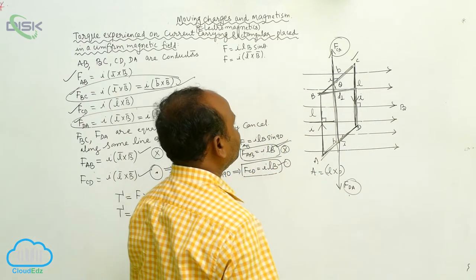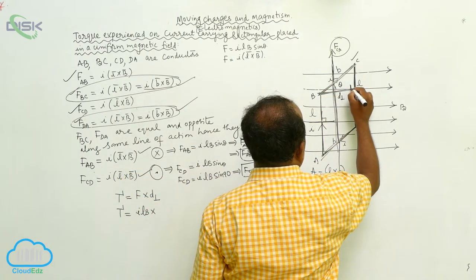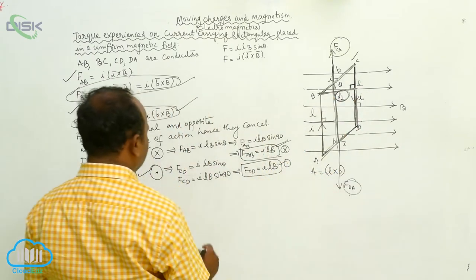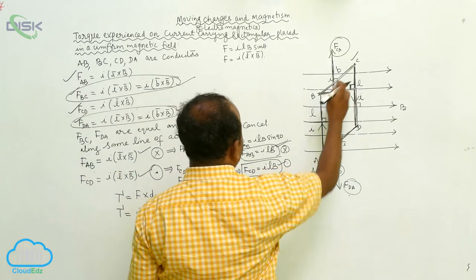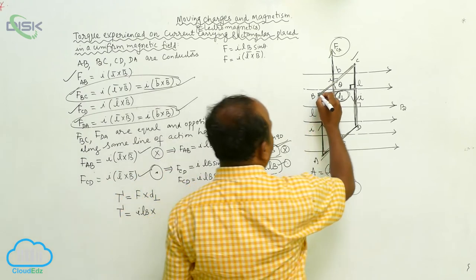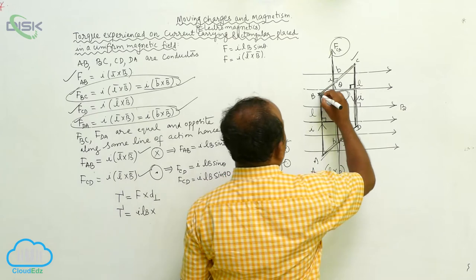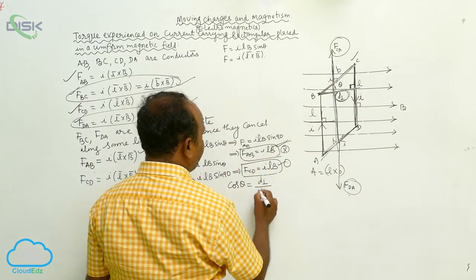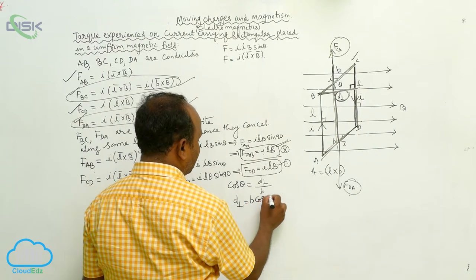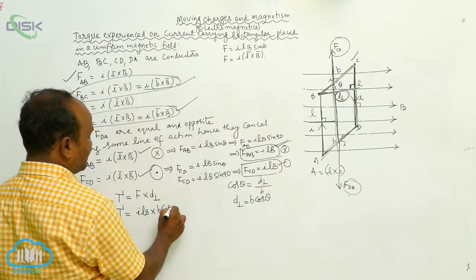Now this is called B. This is called 90 degrees. The perpendicular distance, you can define using cos theta. Cos theta is equal to the adjacent side, this is the adjacent side, D perpendicular, by hypotenuse, that is B. Therefore, D perpendicular is equal to B cos theta.